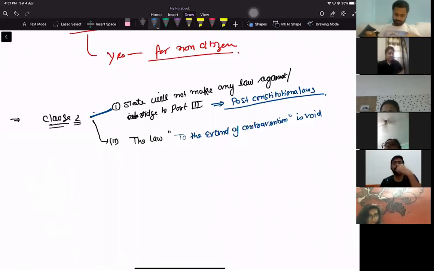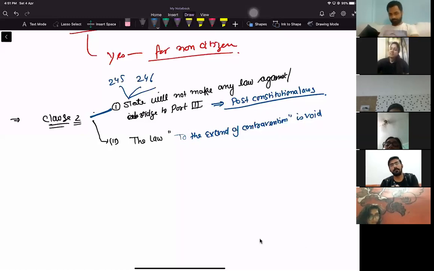Section article 245 and 246. State means 245 and 246 and even 248 and everything. So 258. But the basic is 245 and 246 talk about the power of the state and the center to frame laws. So 245 में center and the 246 में state. यानी कि state government have power to legislate law.